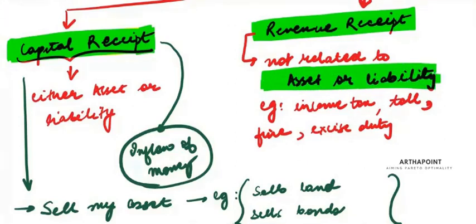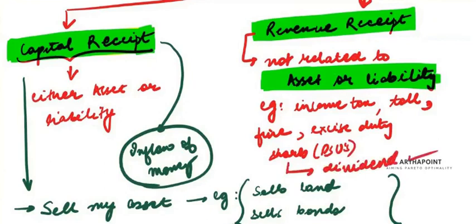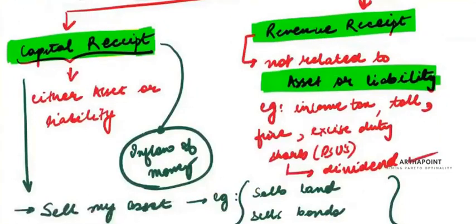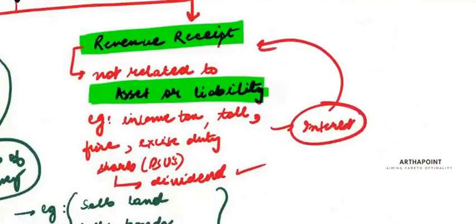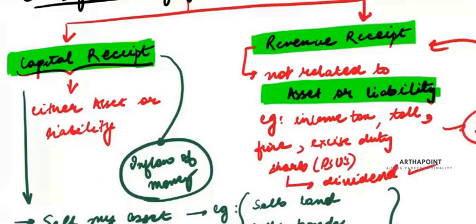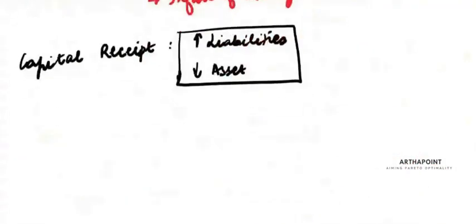Now, a lot of times the government also invests in shares of the public sector undertakings. So these shares give the government dividend. This is also a part of the revenue receipt. Similarly, when the government gives loan, then the interest that the government earns on loan is a part of the revenue receipt because interest is not affecting your asset or liability position.